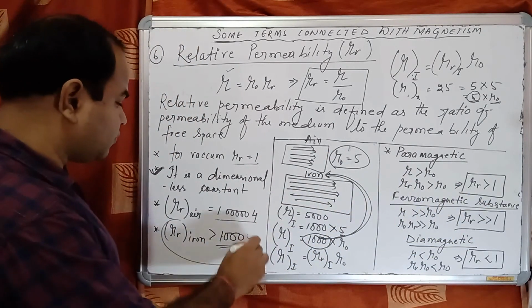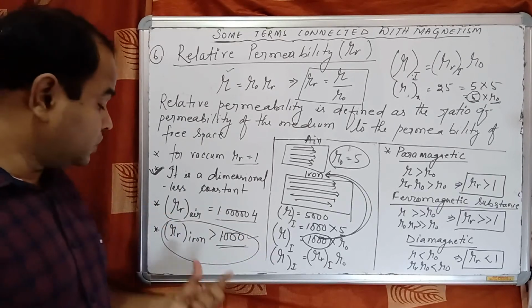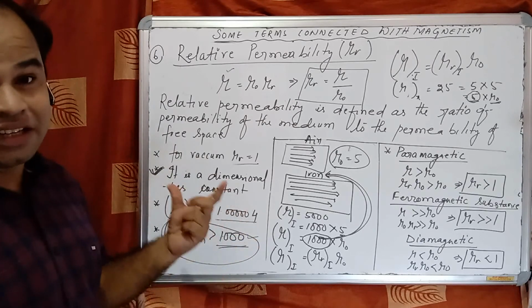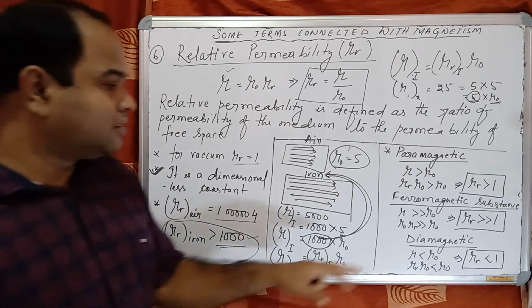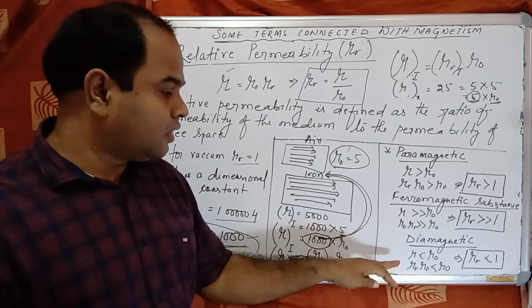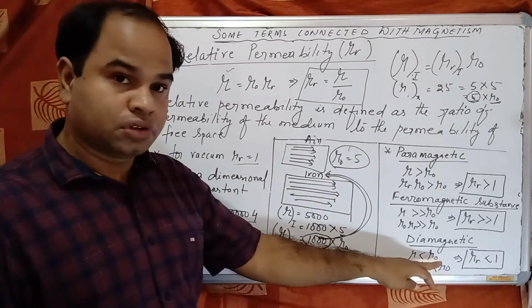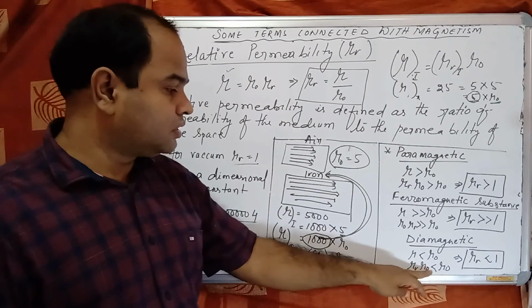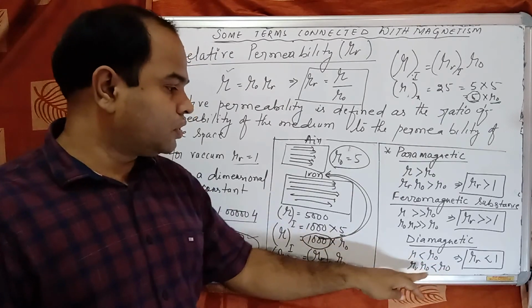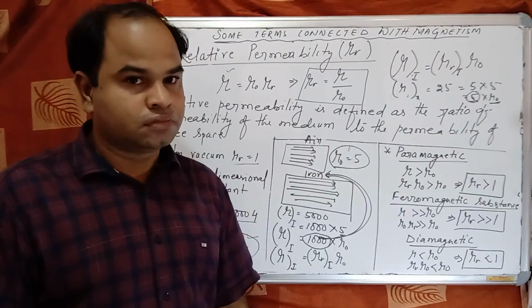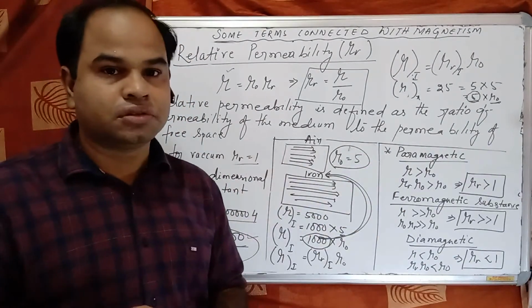Iron is a ferromagnetic substance whose relative permeability is greater than 1000. So it is greater than 1. Next is diamagnetic substance. In diamagnetic substance, as we discussed, mu is less than mu naught. So mu r into mu naught is less than mu naught, and cancelling mu naught, mu r is less than 1. Okay, these are all short questions.